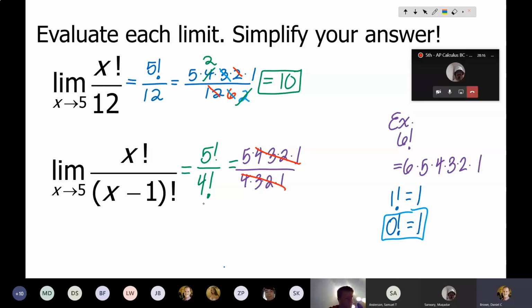A shorter way to write it is, 4 is contained within 5. So I could just split up the 5 factorial as 5 times 4 factorial and still cancel the same way. Either way, you are going to get to the answer of 5.